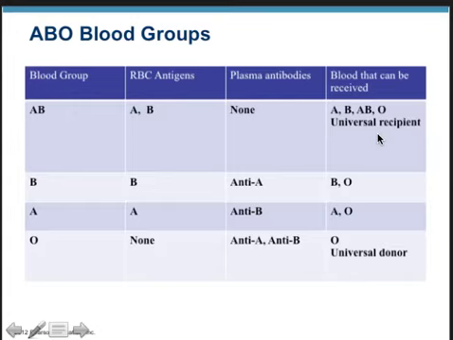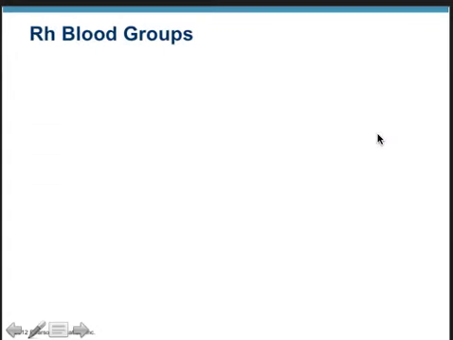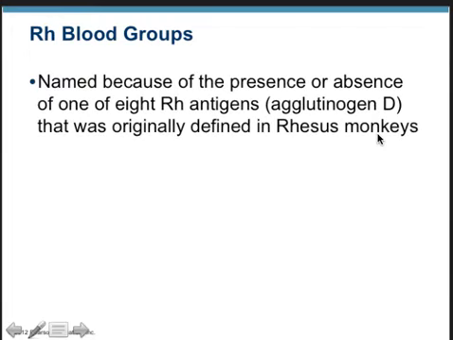But before we end our discussion of blood groups, one of the things that we have to address is the fact that there is a second blood group called the Rh group, so named because it was first described in rhesus monkeys, and it relates to the presence or the absence of a special type of antigen called an agglutinogen, which is indicated by the capital letter D. An agglutinogen is simply another name for an antigen.